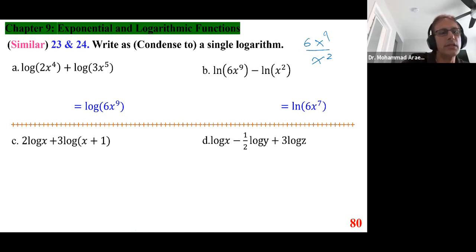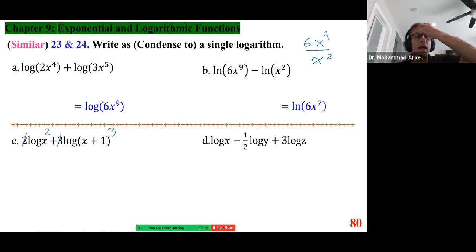So what happens in this case, if I were to, I can get rid of the 2, put it here. I can get rid of the 3, put it here. So I have log of x squared plus log of x plus 1 cubed. I'm going to multiply x squared by x plus 1 quantity cubed, and I'm done.